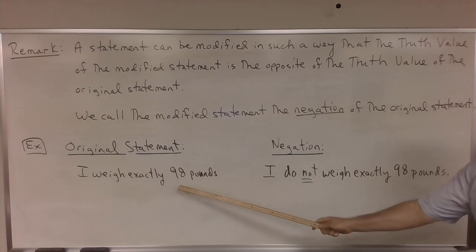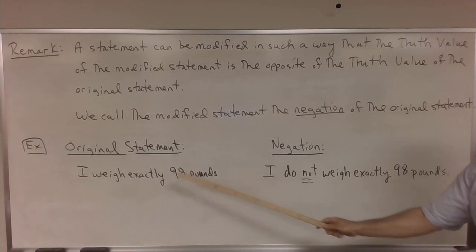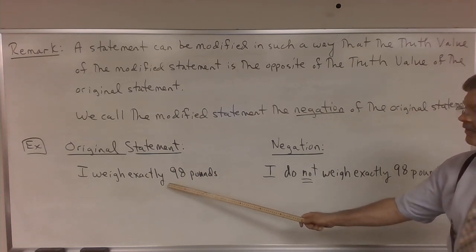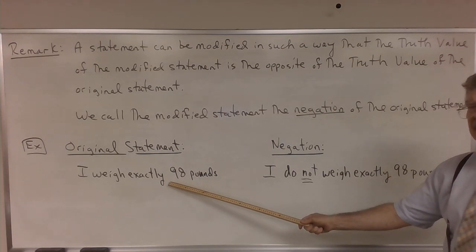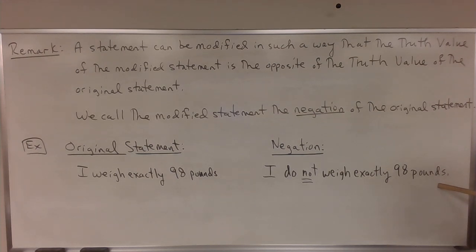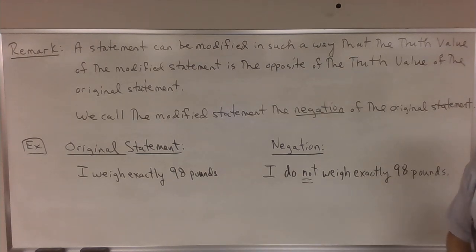So let's see. If the original statement is true, I weigh exactly 98 pounds, then this statement, I do not weigh exactly 98 pounds, is false. Okay, that looks good. Now, suppose this statement is false. I weigh exactly 98 pounds, that's false. Well, then isn't it true that I do not weigh exactly 98 pounds? So either way, the negation has the opposite truth value that the original statement has.